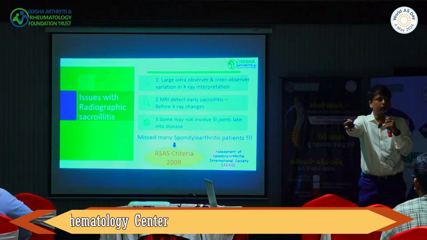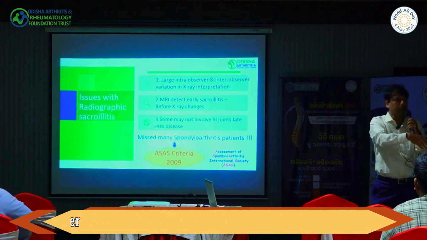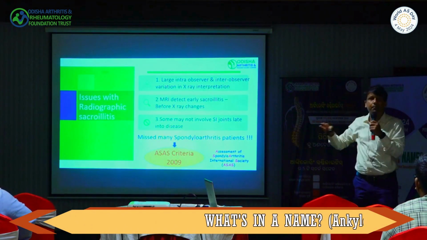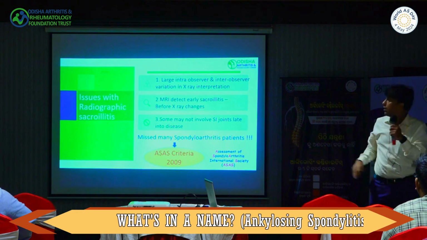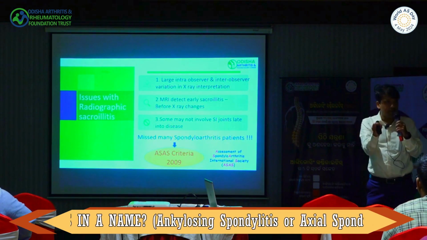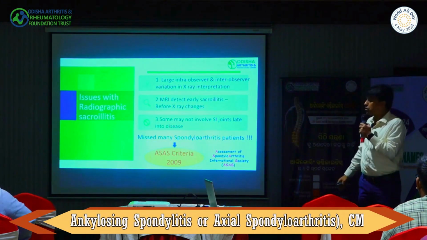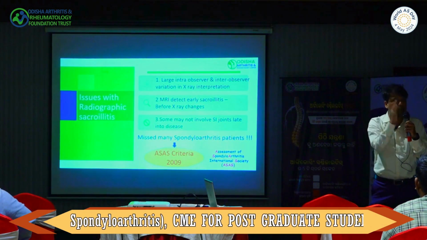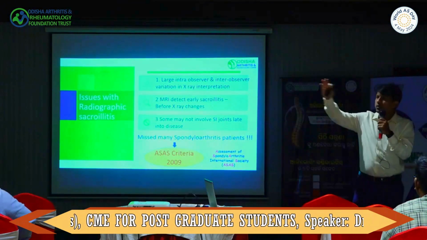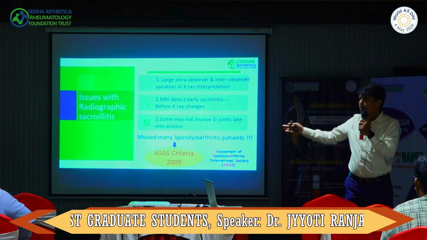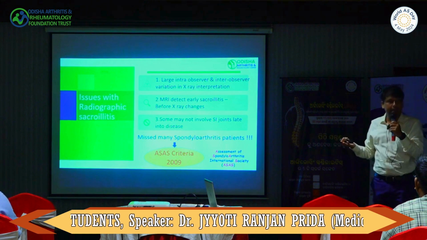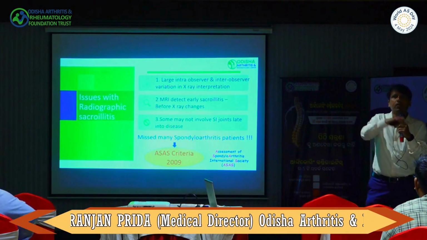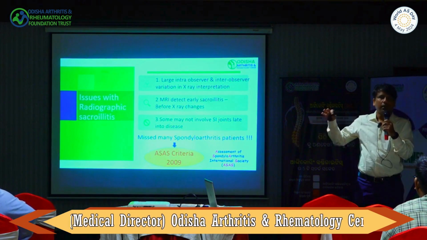You will give it to a radiologist, they will tell something else. You give it to a clinician, they will tell something else. So there is large intra and inter-observer variability, particularly in grade 1 and grade 2. MRI detects early sacroiliitis, that is clear. And some people, like Sarah told, will never develop sacroiliitis, although they have a spondyloarthritis, late into the disease. So how will you pick by only doing an X-ray? So that's why we were missing many spondyloarthritis previously.